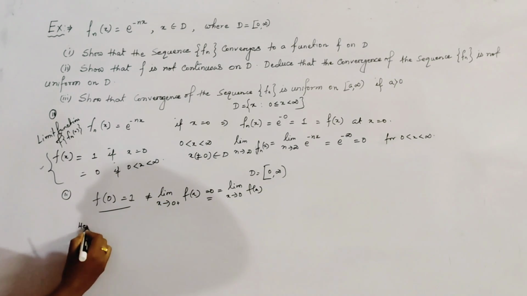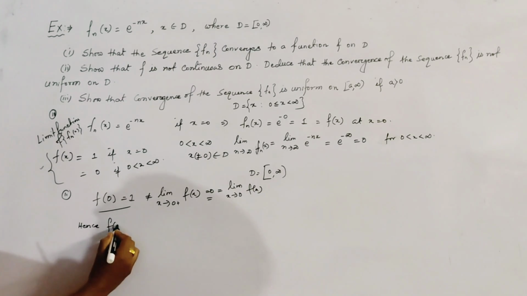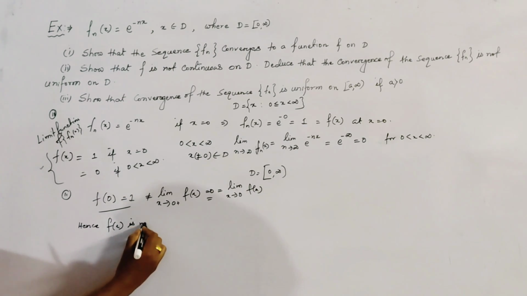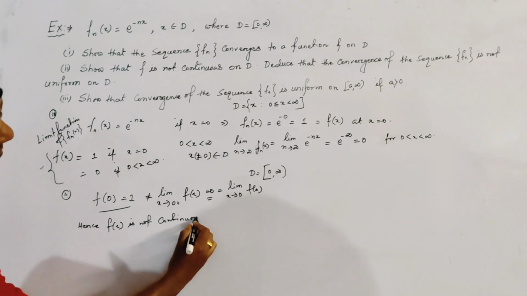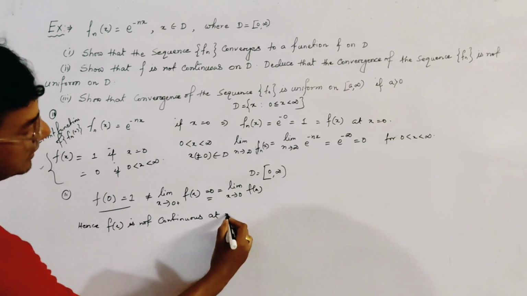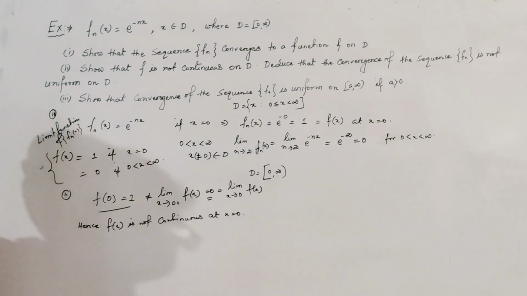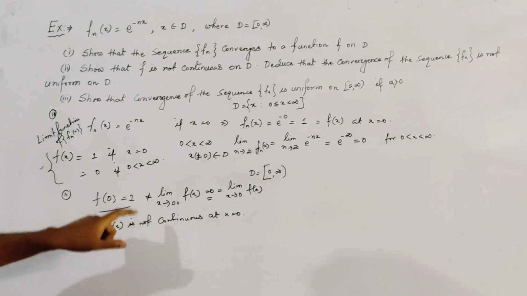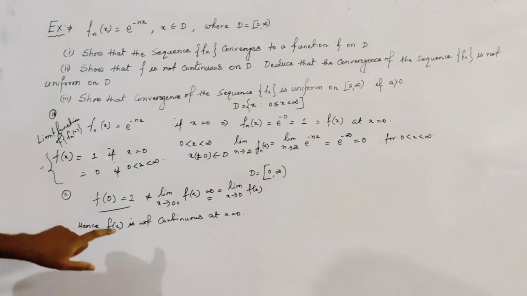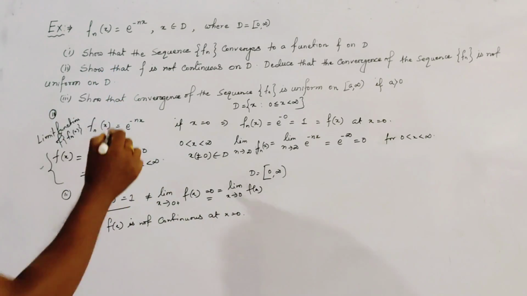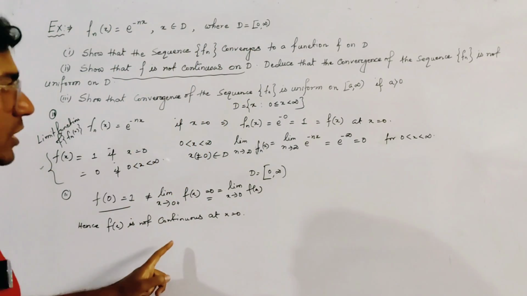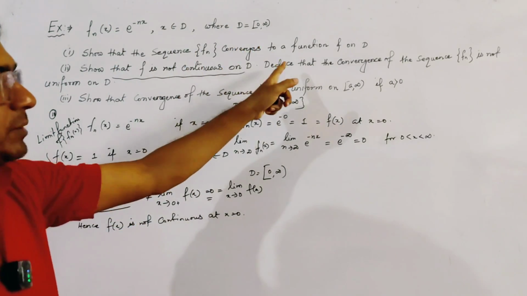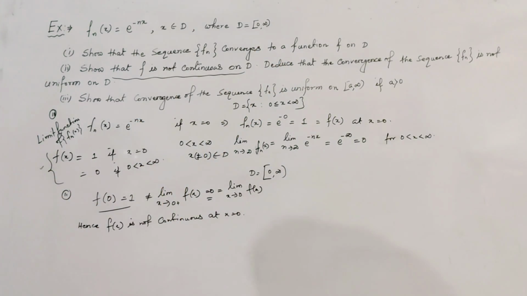Hence f(x) is not continuous at x = 0. So this is the first part of the second problem. Now we go to the second part of the second problem.